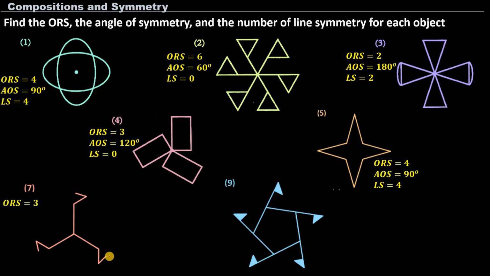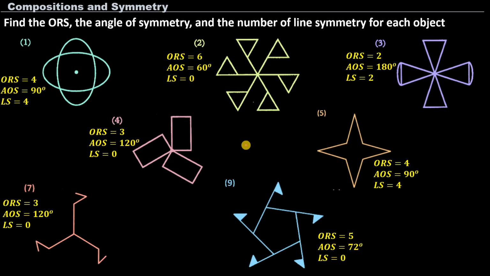For number 7, order of rotational symmetry is 3. You can spin it 3 times around. The angle is 120. And again, there is no lines of symmetry that you could draw through this. And lastly, number 9 is very similar to number 2. Order of rotational symmetry is 5. The AOS is 72 because of that. And there is no lines of symmetry.